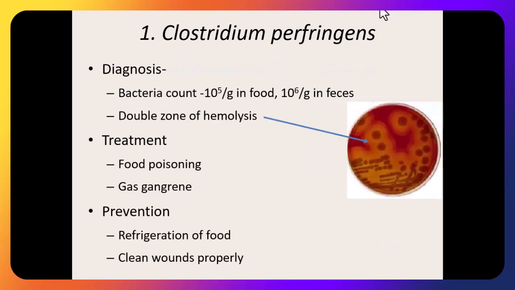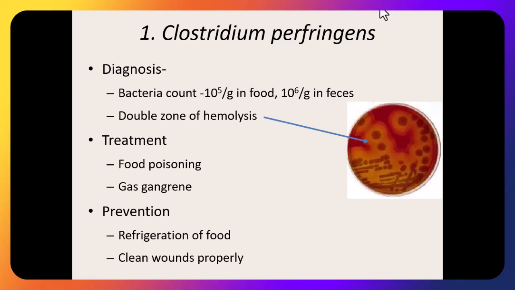Now, to diagnose it, we could try to do bacterial counts. And you gotta have high enough counts, either in the sample or in the food sample to say that you have it. If we grow it up on a plate, it does something called a double zone hemolysis, which means it does a breakdown that's very obvious around the colonies, but then it has almost like a faint shadow, which is rare.